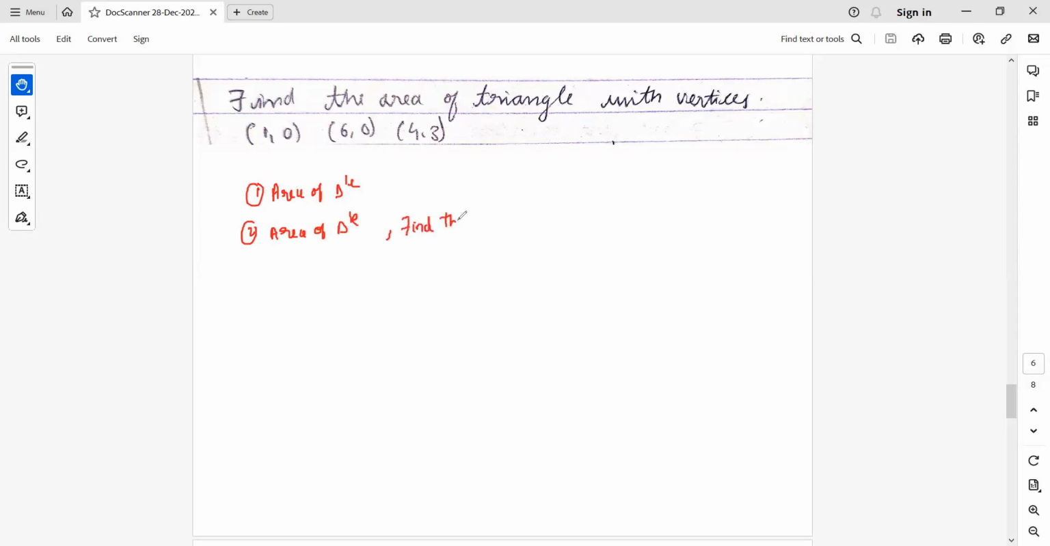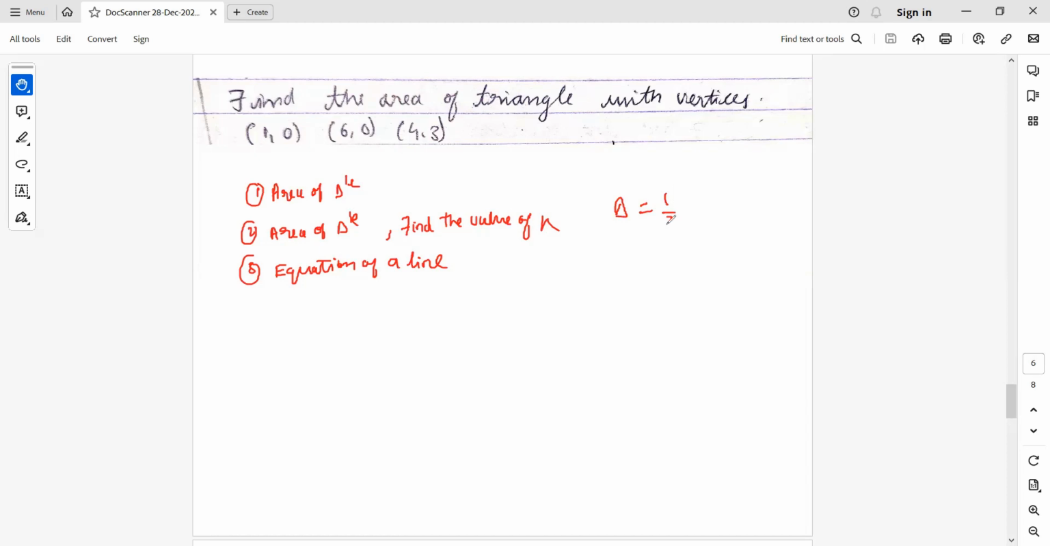Okay, find the value of k. This is the second type, and the third type is finding the equation of a line. But for all three examples we are using a similar formula, the same formula, that is the area of a triangle.